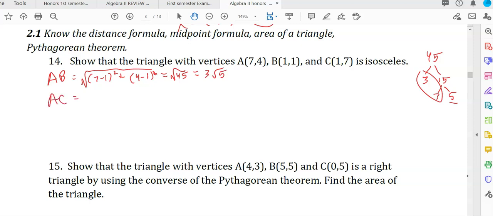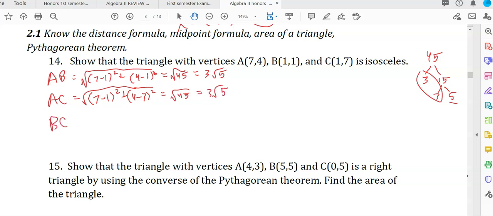Let's do AC. So that would be AC is 7 minus 1 squared, very similar to the first one, plus, I guess, 4 minus 7 squared, which is 6 squared, which is 36, minus -3 squared, which is 9. Oh, wow, we get square root of 45, which we just figured out is 3 root 5.